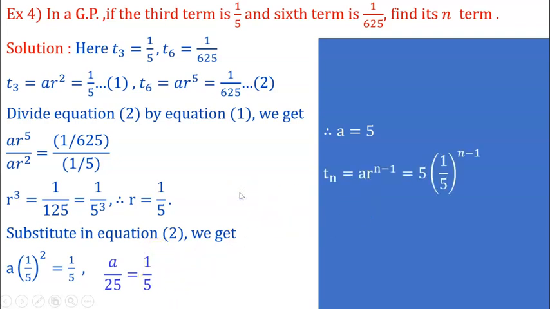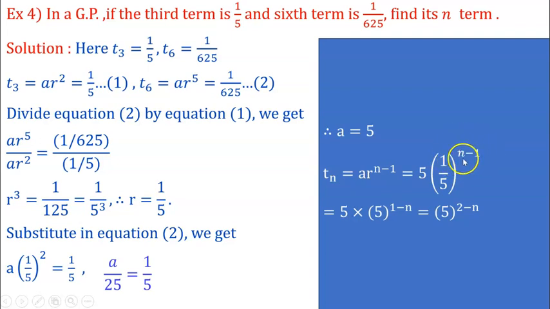Okay. Now next, Tn is equals to A into R raised to n minus 1. Substitute the value of A and R, that is 5 in bracket 1 upon 5 raised to n minus 1. This is the nth term. Okay, that is 5 into. If we take this 5 to the numerator, then the sign of this indice will change.